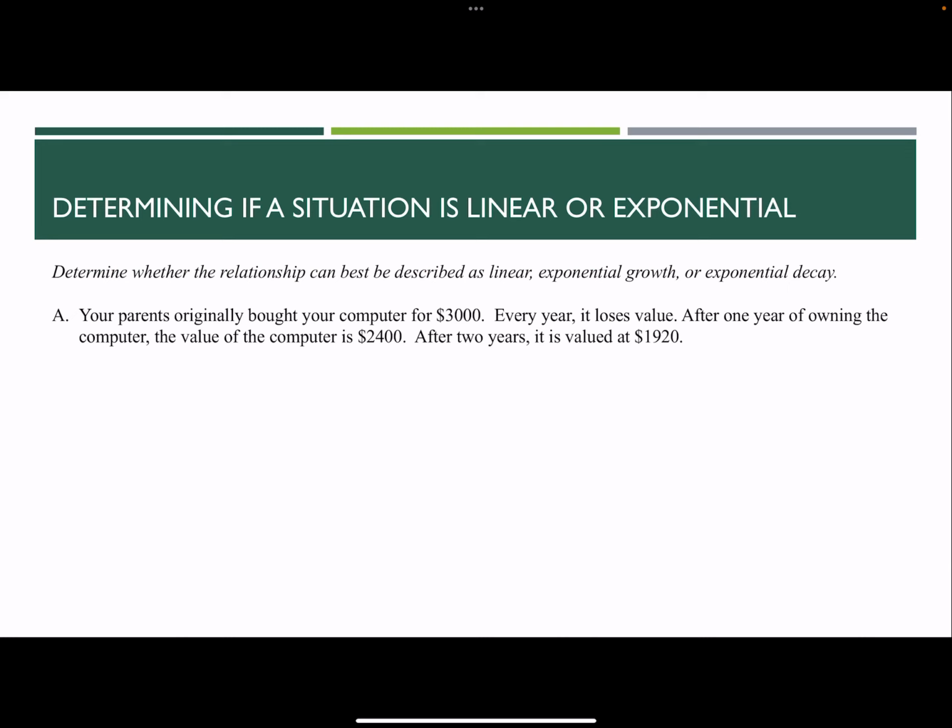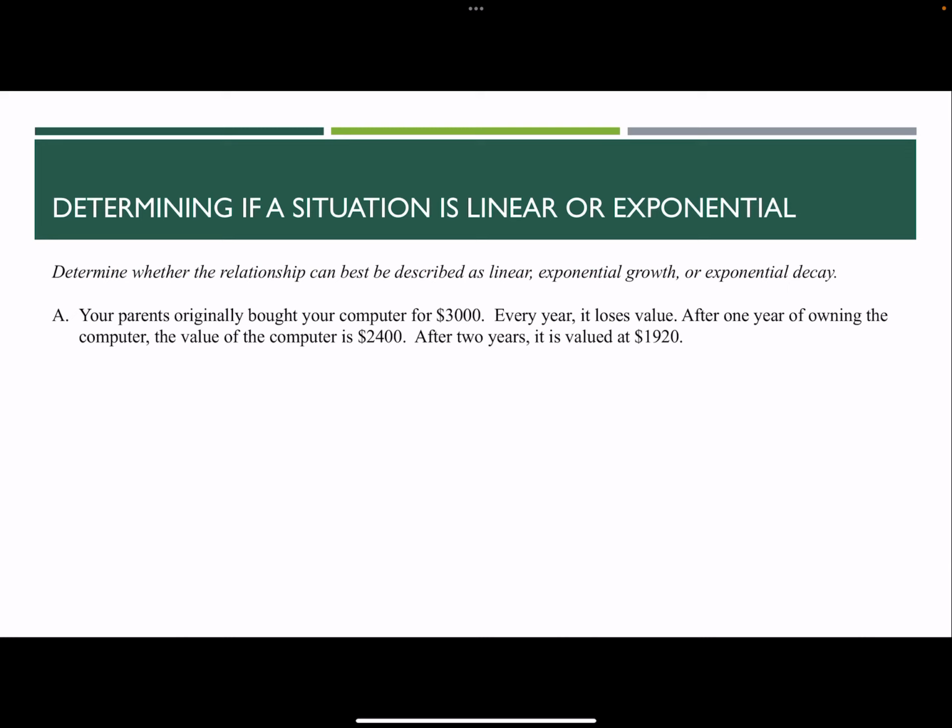So let's look. Your parents originally bought your computer for $3,000. Every year it loses value. After 1 year of owning the computer, the value of the computer is $2,400. After 2 years, it's valued at $1,920. So you really need to think about like, what are the output values, or in other words, like the y values here. So I have like years and cost.